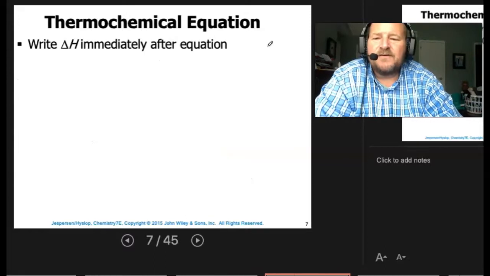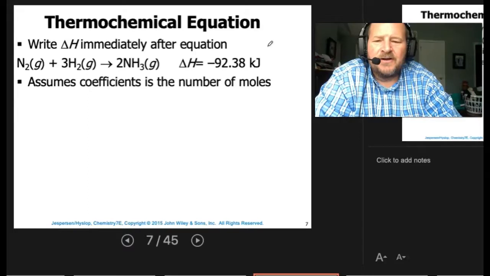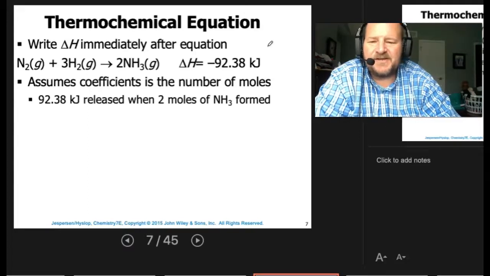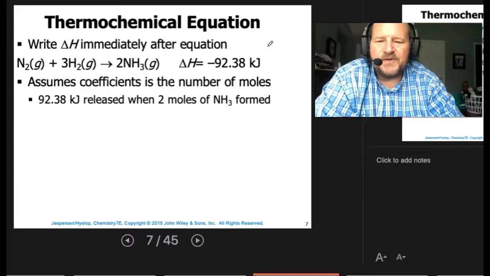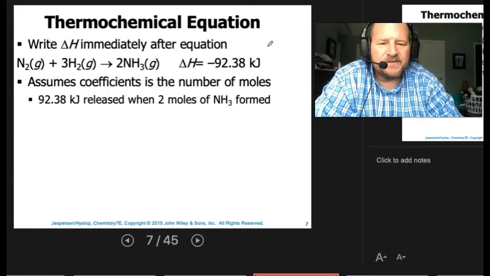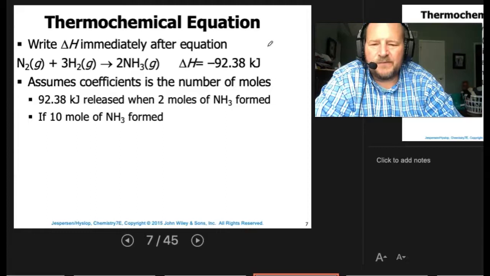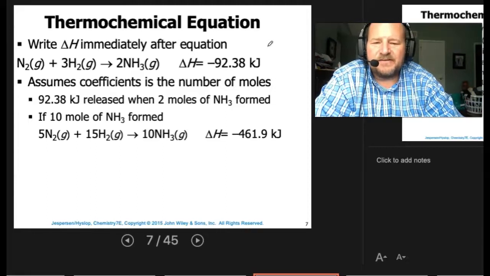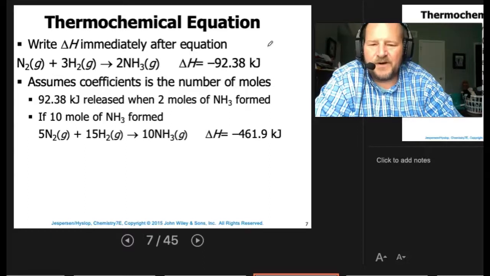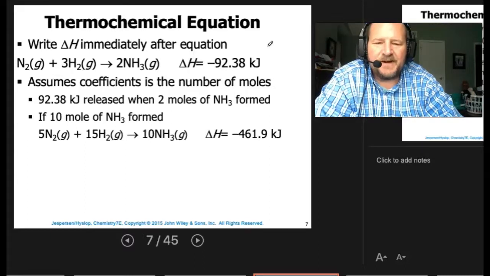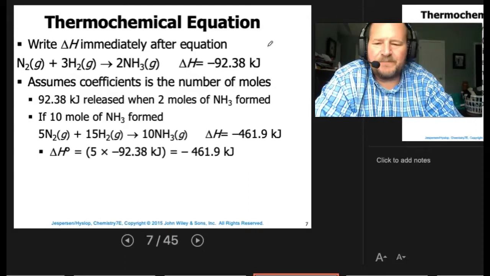All right, write the delta H immediately after the equation. It's also going to assume the coefficient is the number of moles. So that means that 92.38 kilojoules releases when 2 moles of ammonia are formed. If 10 moles of ammonia formed, well then it's going to be 10 NH3, 15 H2, 5 N2, and we're going to multiply the 92.38 by 5, and that's going to be negative 461.9.